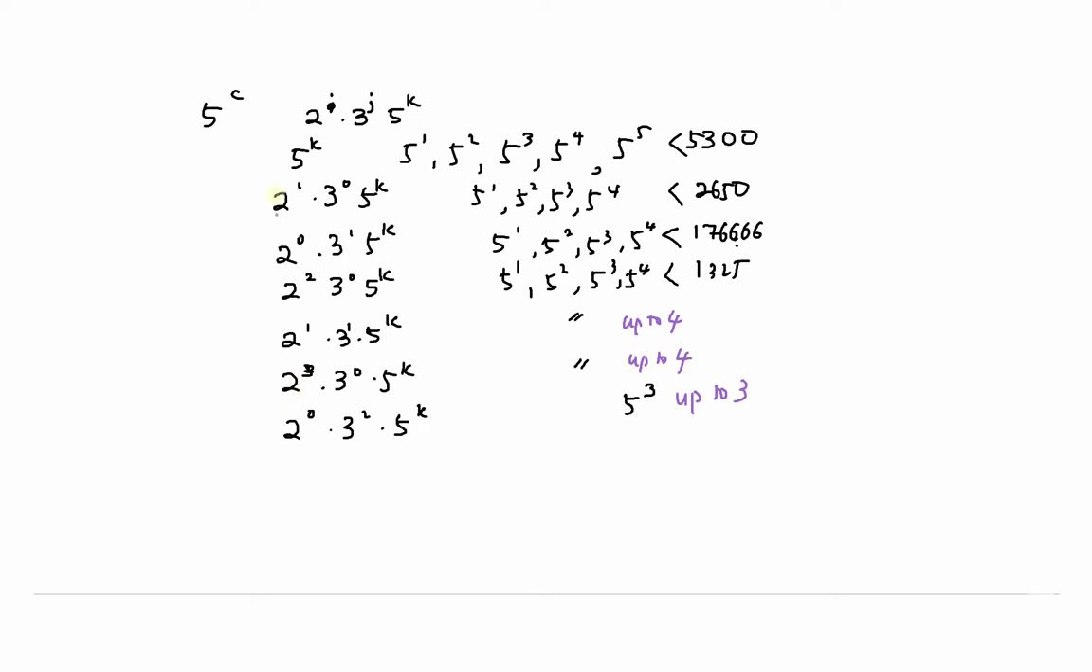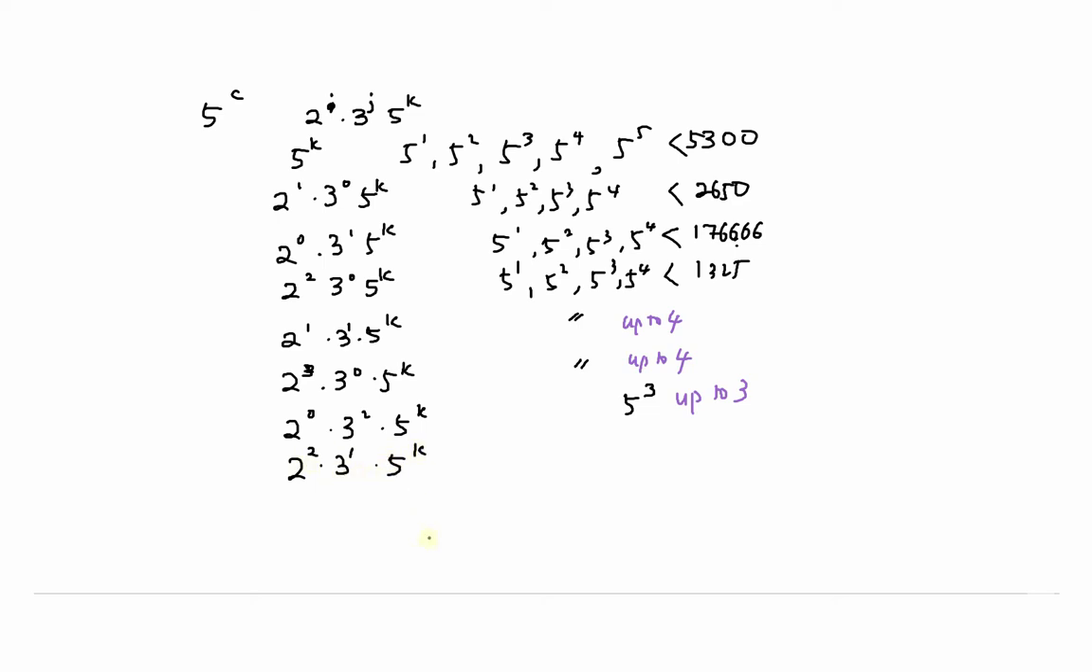Okay, so let's see, how many cases do we have? 1, 2, 3, 4, 5, 6, 7. Let's do a few more. What if we have 2 to the 2nd? Okay, we have 9. We can have 2 to the 2nd and 3 to the 1st. I don't think I used that yet. Okay, yes. So 5 to the k.